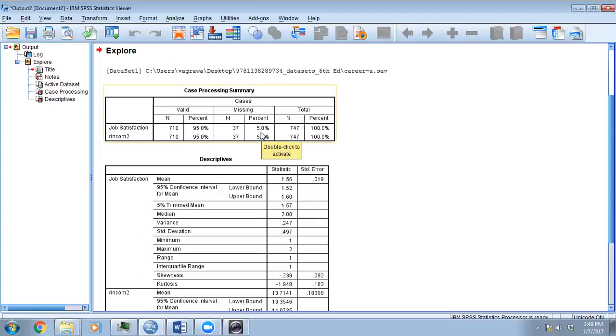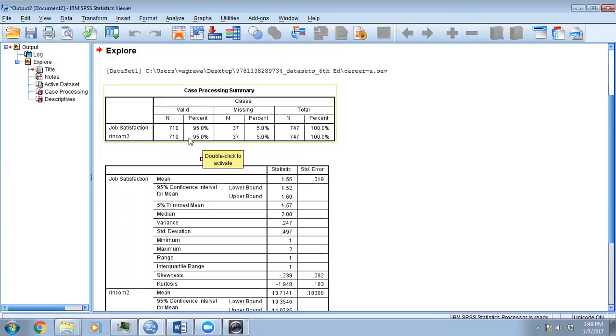Since it's only 5%, what we're going to do is a list-wise analysis, where all these cases will be ignored by default by SPSS. So we don't need to worry about missing values anymore here. Okay. Now we are done with the case-wise analysis.